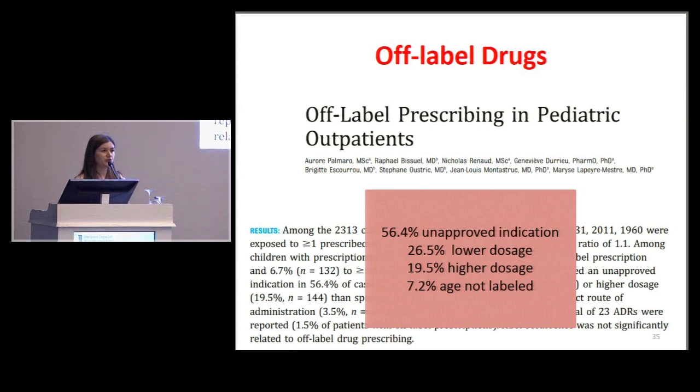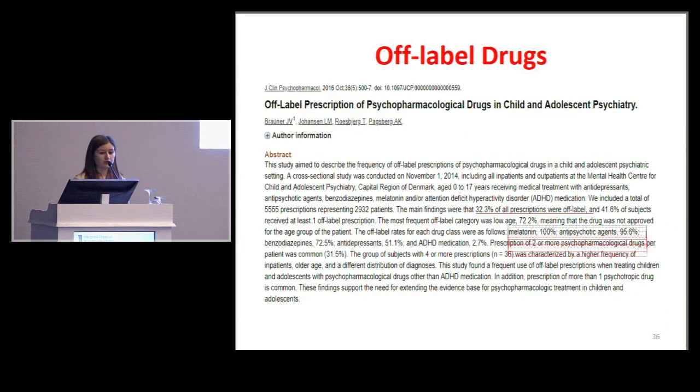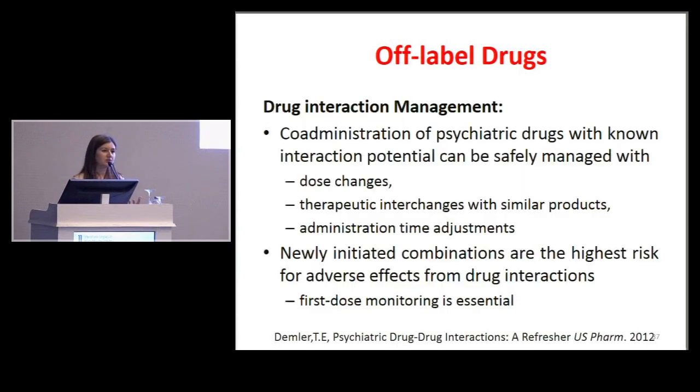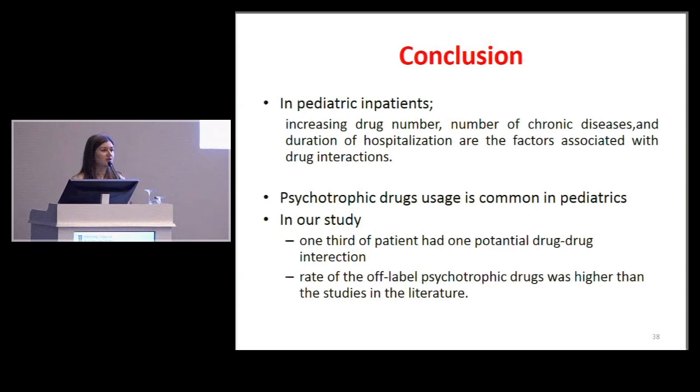There is a study of off-label prescribing in pediatric outpatients. We find 56.4% unapproved indications. Another study in the field of psychiatry. Of course, drug interactions, we will run into those all the time, but how can we manage them? We can change the dosage, we can do therapeutic interchanges with similar products, or we can adjust administration times. If the adverse effect reactions are high, or if they are newly initiated, first dose monitoring is essential for managing drug interactions. In pediatric patients, there is an increasing drug number, number of chronic diseases, and duration of hospitalization.